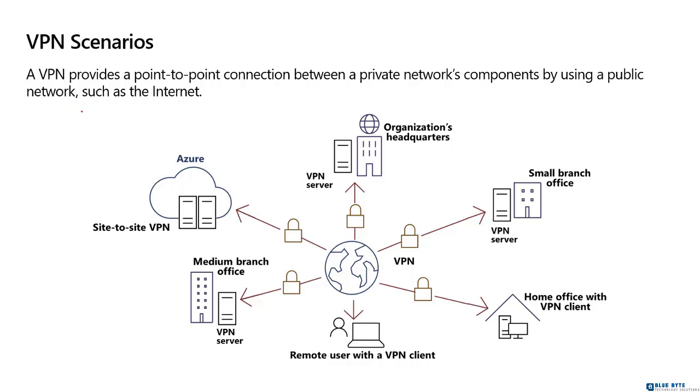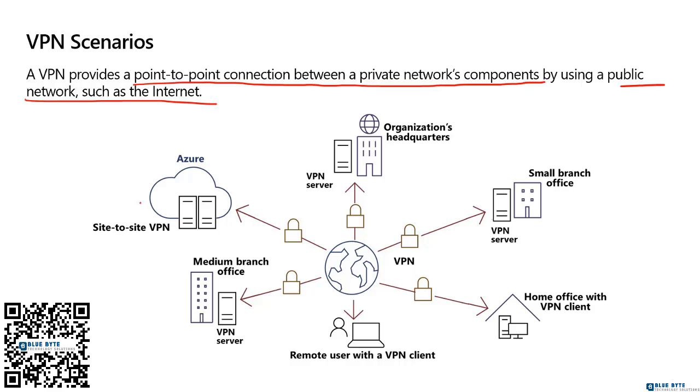A VPN is a virtual private network. It is just a point-to-point connection between a private network's components using a public network, which today is always going to be the internet. There are two types of VPNs you can set up. One is a site-to-site.